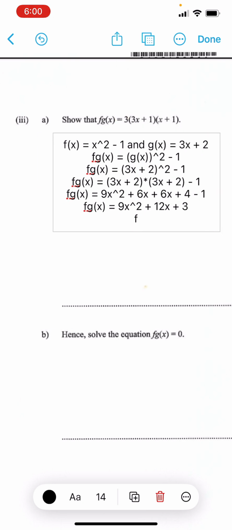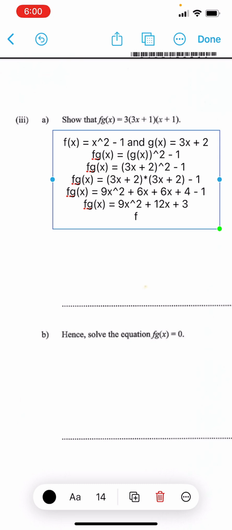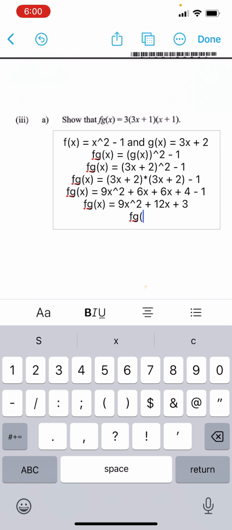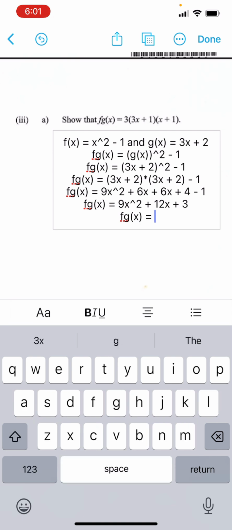The question asks you to show that f of g of x is equal to 3 times (3x plus 1) times (x plus 1). It's always so hard to say. It looks like we're on track. All we need to do now is factorize. So the first thing we're going to do is factor out a 3.